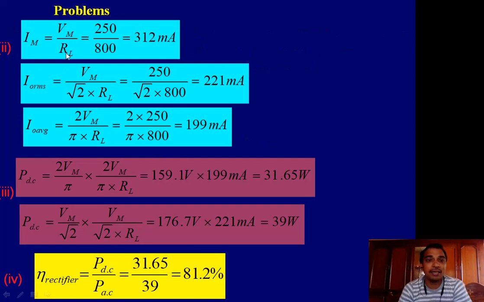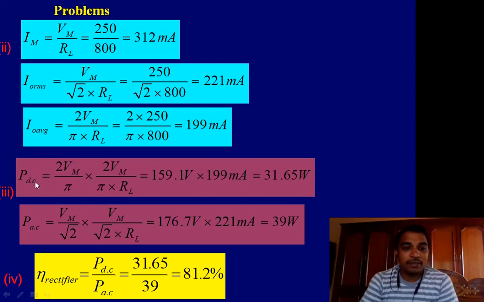The second part, I maximum, I naught RMS, I average, just taking the resistance. Vm by RL is the I maximum, that is 250 by 800, 312 milliamps as usual. I naught RMS is Vm by root 2 into RL, that is 250 by root 2 into 800, 221 milliamps. I naught average is 2 Vm by pi into RL, 2 into 250 by pi into 800, 199 milliamps.